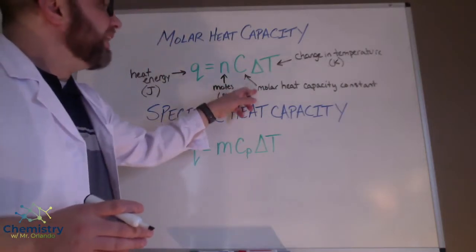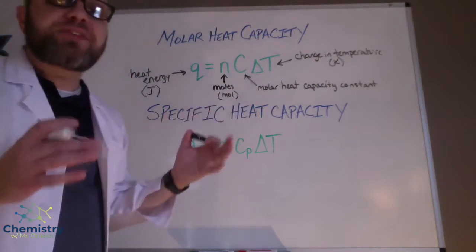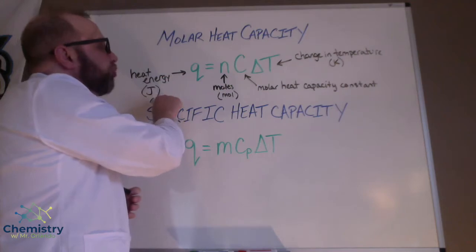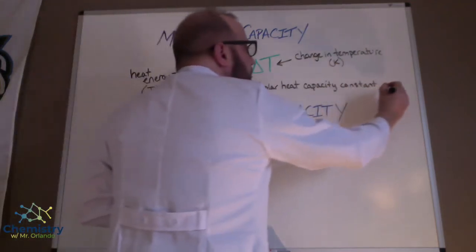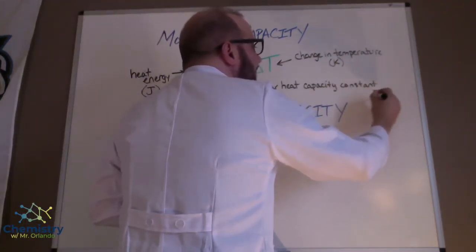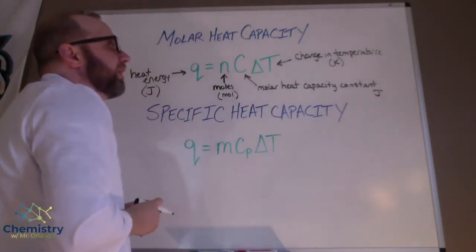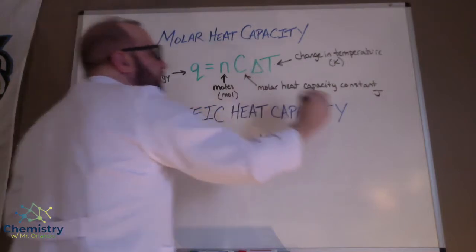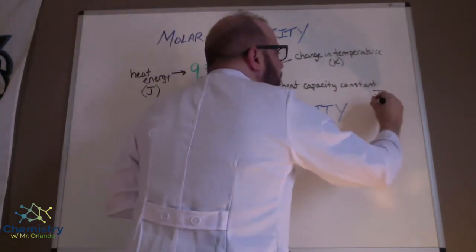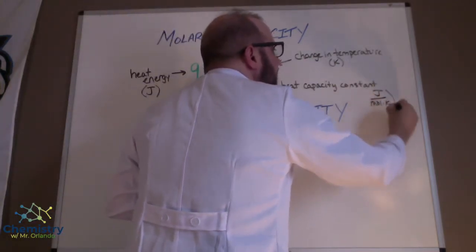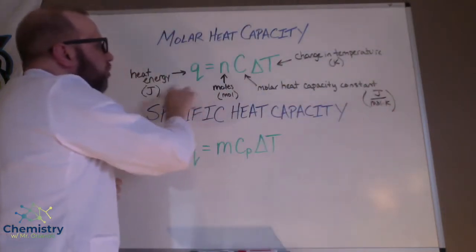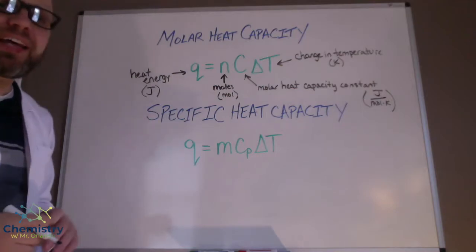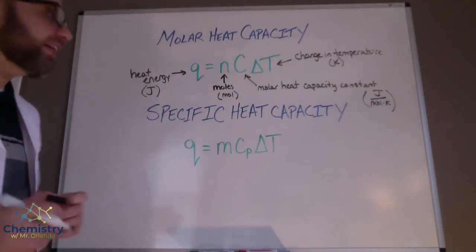Now, the molar heat capacity constant has a very, very broad unit. So think about this. We need joules on the left side, so the molar heat capacity constant has to have joules as part of its component. On the right side, we have to get rid of moles and Kelvin. So moles and Kelvin have to cancel out on the right side in order to leave us with just joules on the left.